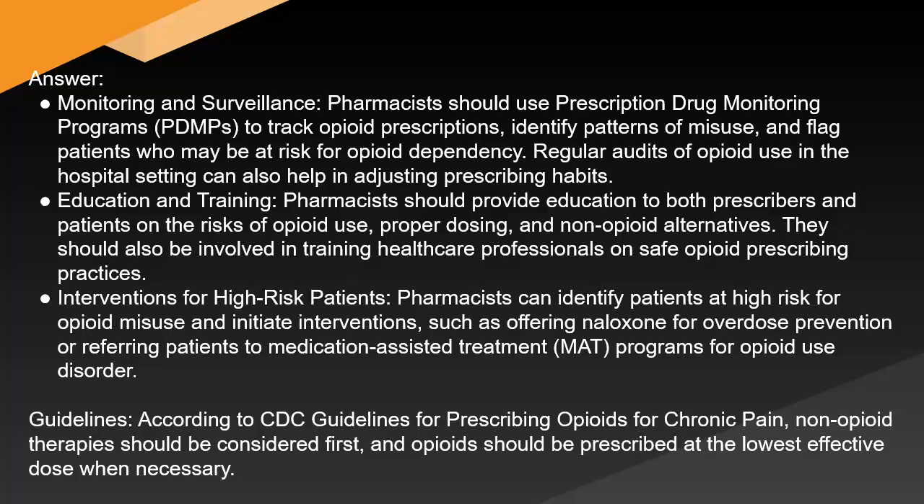Interventions for high-risk patients. Pharmacists can identify patients at high risk for opioid misuse and initiate interventions such as offering naloxone for overdose prevention or referring patients to medication-assisted treatment (MAT) programs for opioid use disorder. Guidelines. According to CDC guidelines for prescribing opioids for chronic pain, non-opioid therapies should be considered first, and opioids should be prescribed at the lowest effective dose when necessary.